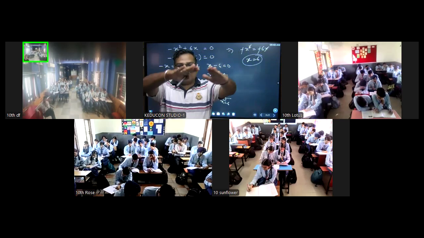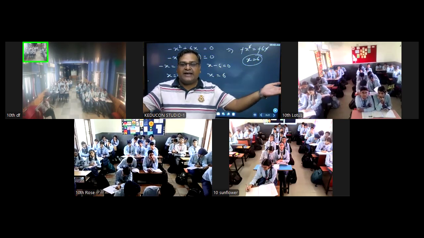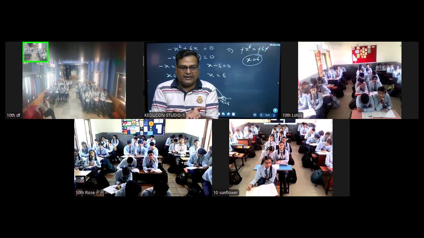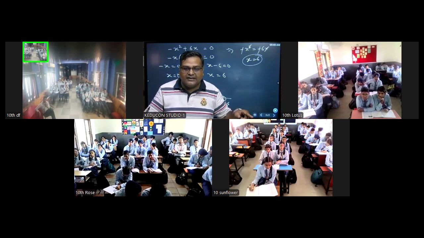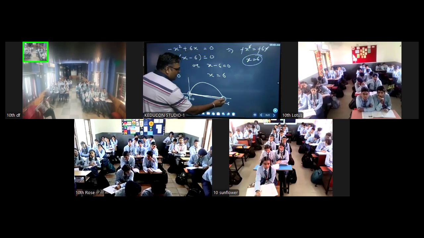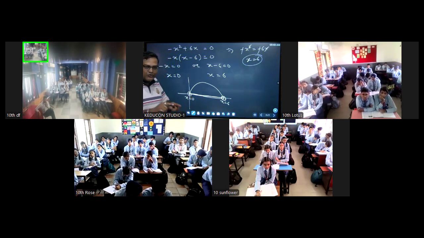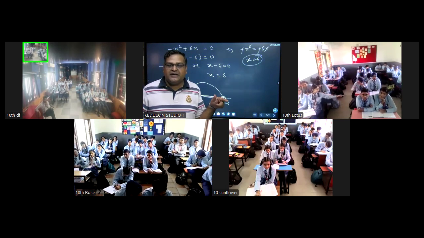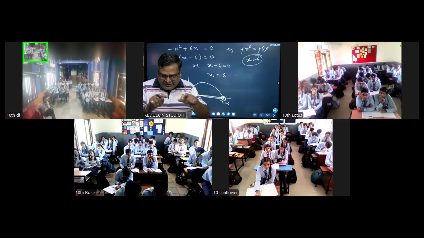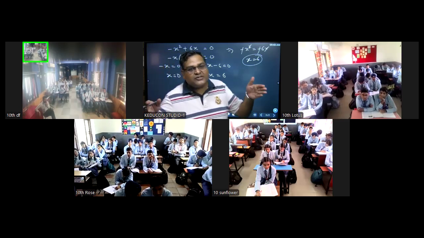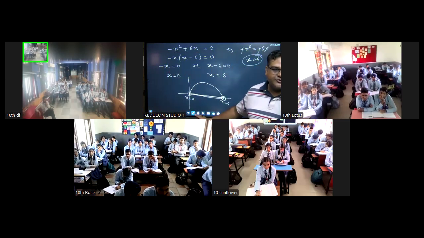Then when you are drawing, the meaning of the zeros is where the graph cuts the x-axis. Now, since the architect is designing the arc, the two ends of the arc will be one at 6 units, another at 0 units. So what is the distance between the two? 6 units. That means the distance between the ends of the arc is 6 units. This is the meaning of these zeros.